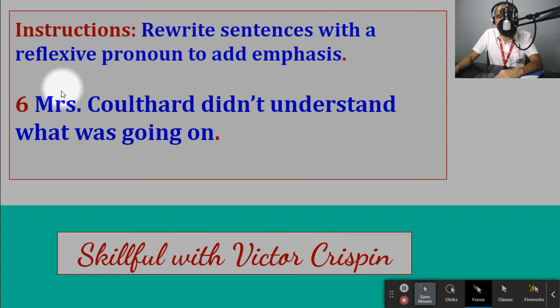We continue with number 6. Number 6 says, Mrs. Coulthard didn't understand what was going on. In this case, we have to choose the appropriate reflexive pronoun in order to add emphasis to the sentence. I'm going to give you 20 seconds. Analyze the sentence very carefully, and in a moment, we check the answer. Okay, let's see.